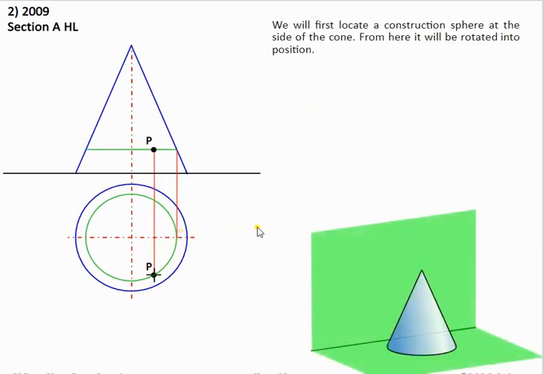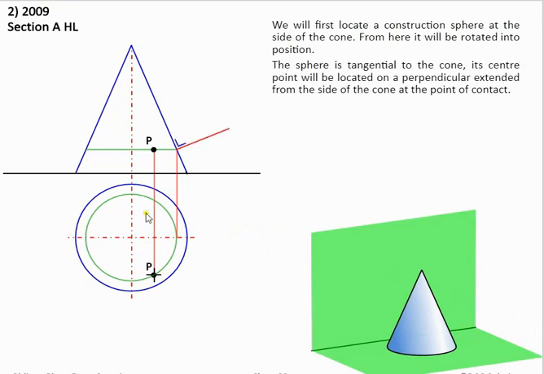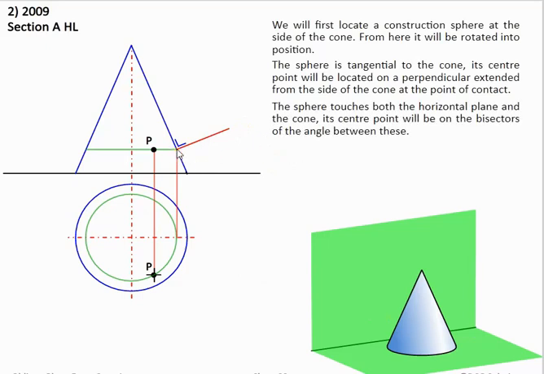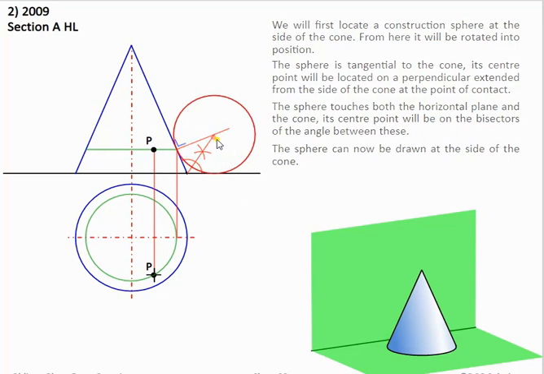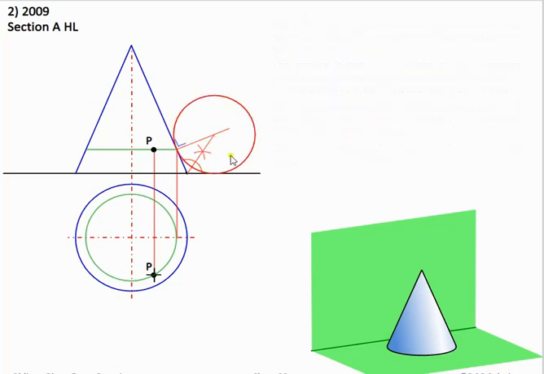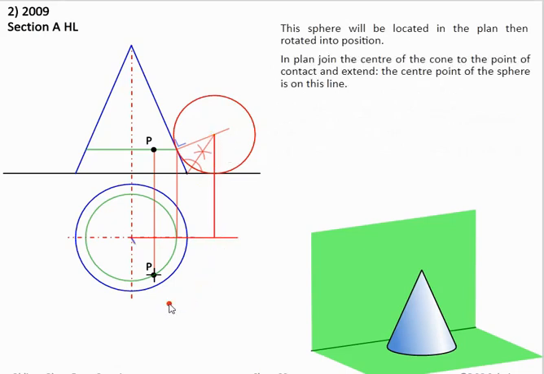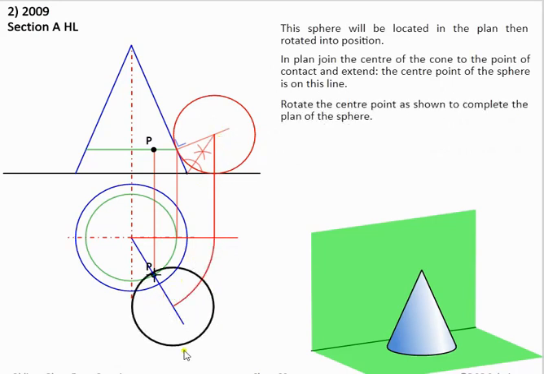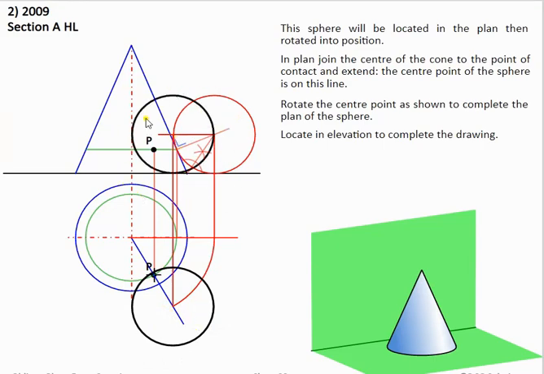Next we have to draw a sphere which touches off of it. The easiest way to do that is from the side of the cone, draw a line out at 90 degrees because it's touching on this line here, and then bisect our angle here because the sphere is touching both the ground and the cone at the same time. That gives us our center point. Now the problem with this is it's in the wrong location. We need to bring it down to plan and then rotate it around in plan until we find it in the correct position. So we bring this point down, rotate it around and draw it in its correct position. Then we'll bring it up so the height doesn't change. So we'll bring up the center point and draw our sphere in our correct position.